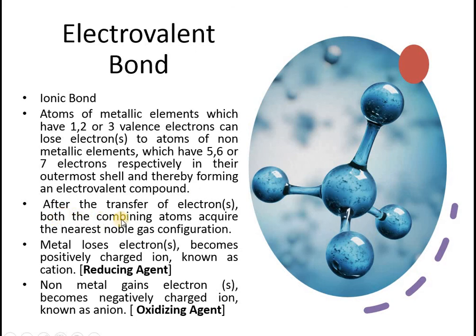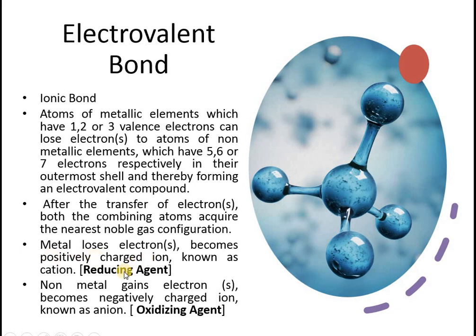After the transfer or donation of the electrons, both the combining atoms acquire the nearest noble gas configuration. While practicing, we will soon understand, and the whole thing will be more clear when you will be doing the periodic table. Now metal loses electrons and becomes a positively charged ion.